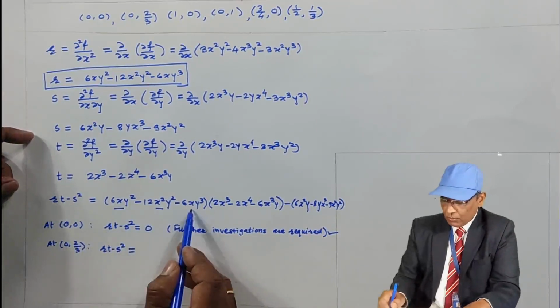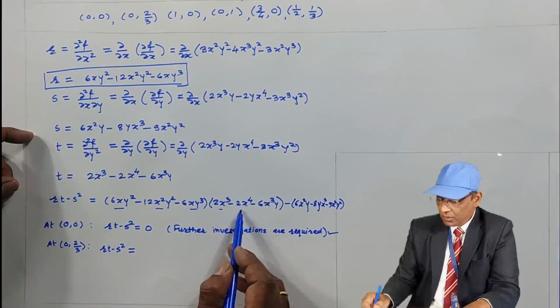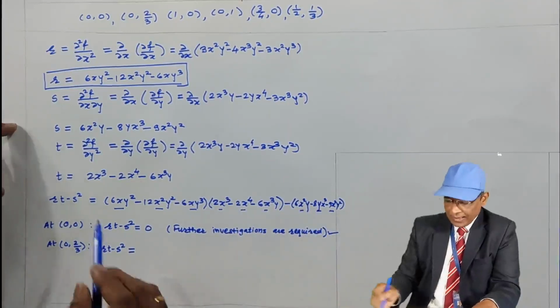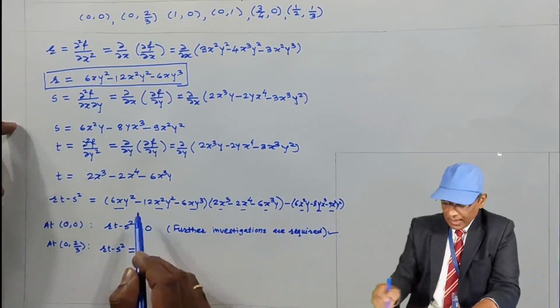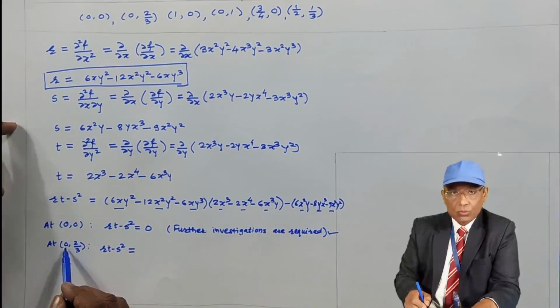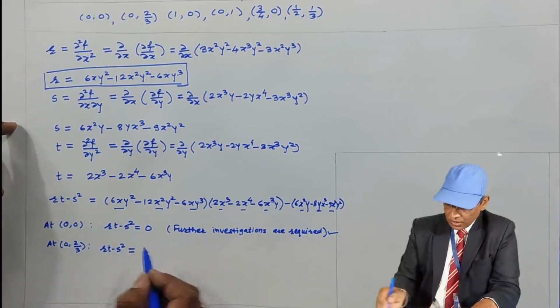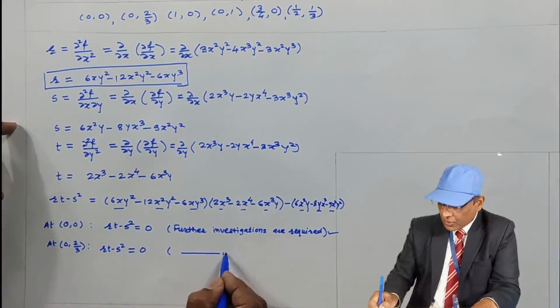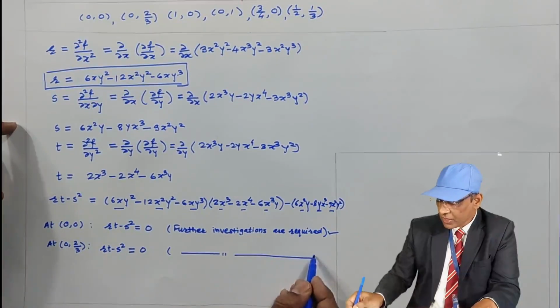In each term, x is present and I am putting x equal to 0, and this will be 0 again. Here again, you have to mention like this: further investigations are required.